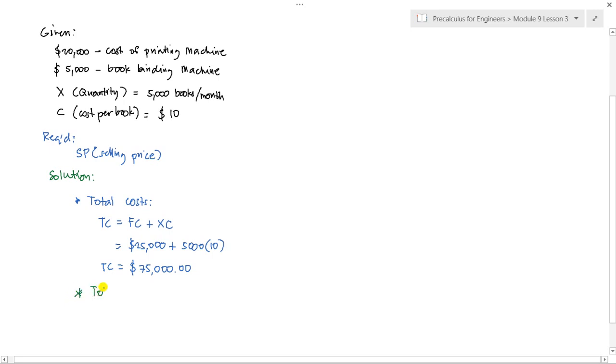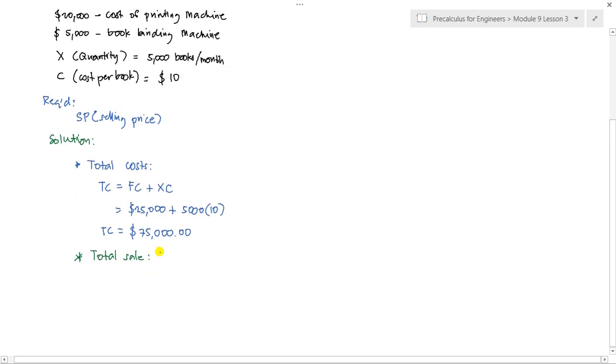we have the total sale. For total sale, that is TS. So TS is equal to the selling price, what we are looking for, that is SP, multiplied by the quantity of books sold. So that is 5,000 books. So 5,000 times SP, selling price. So this would be the equation for our total sale. Okay? So now you have the total cost and total sale.